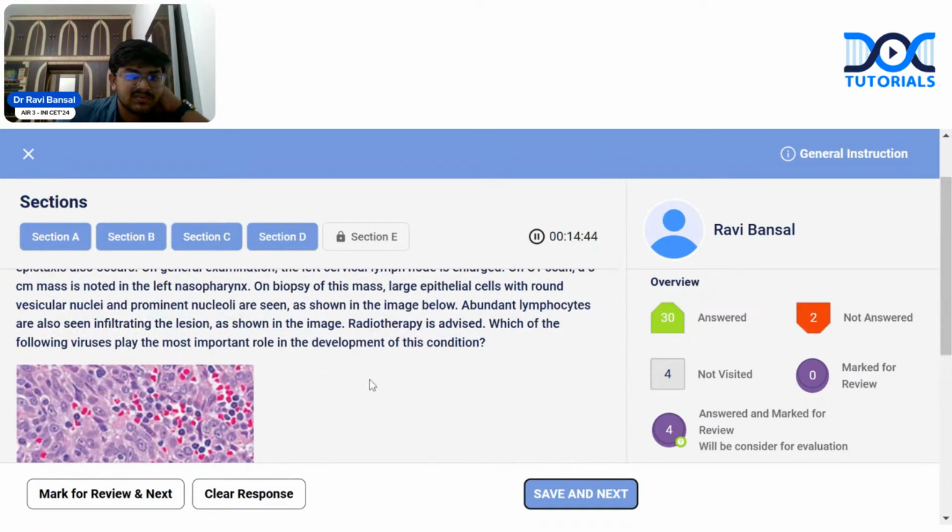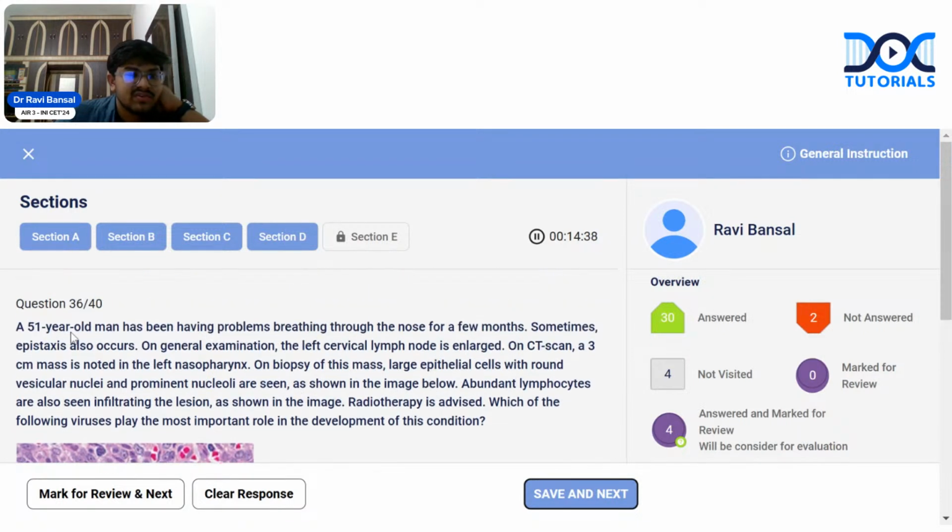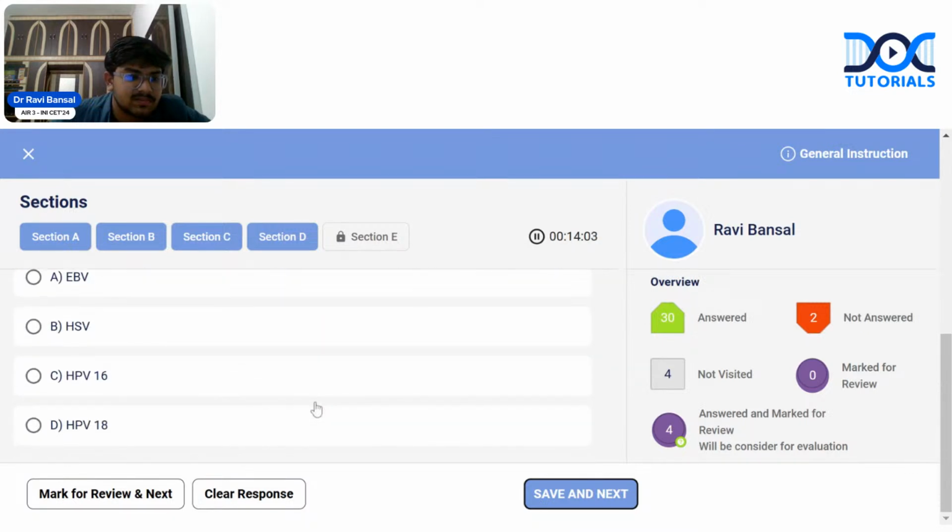So some histopath image. We will read the history first. Which of the following viruses plays an important role in development of this condition? Okay. A 51-year-old male has had a problem through the nose for a few months. Sometimes epistaxis occurs. On general examination, a left cervical lymph node is enlarged. On CT scan, a 3 centimeter mass is noted in the left nasopharynx. So, old man with nasopharyngeal cancer. In nasopharyngeal cancer, Epstein-Barr virus is involved. Biopsy of the mass shows epithelial cells with round vesicular nuclei and prominent nucleoli, as shown in the image. Abundant lymphocytes are shown infiltrating the lesion. Radiotherapy is advised. Which of the following viruses plays the most important role in development of this condition?